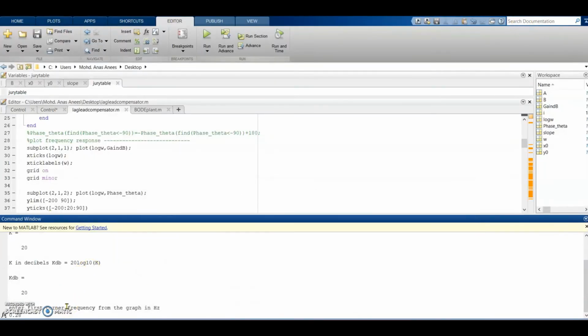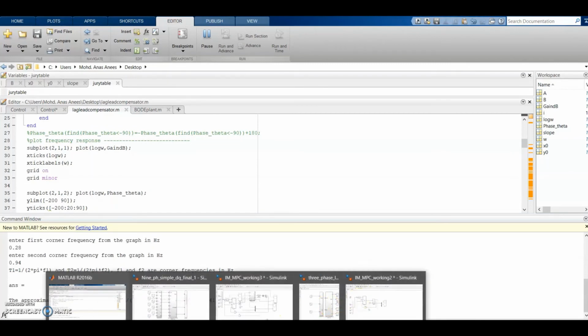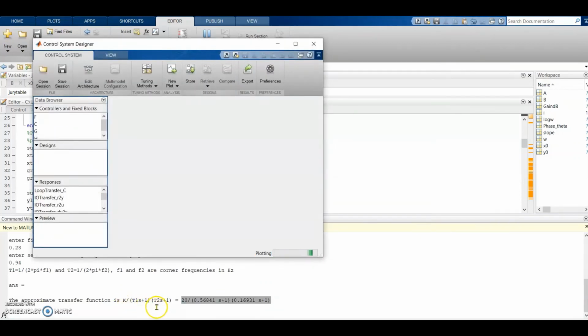And the second corner frequency is 0.94. So since we have given all the values to the program, the approximate transfer function is this, formed by corner frequencies and gain. So this is K divided by (T1s plus 1) into (T2s plus 1).